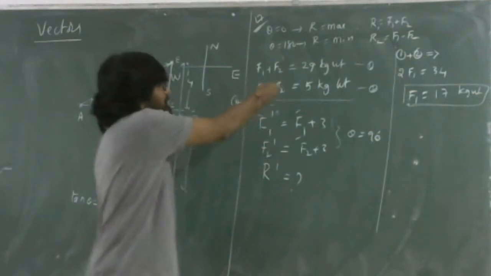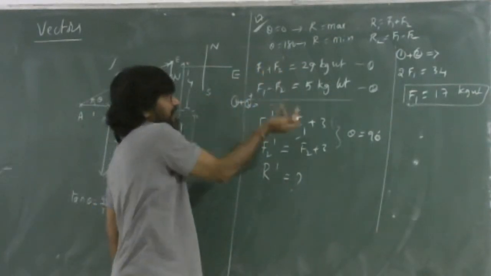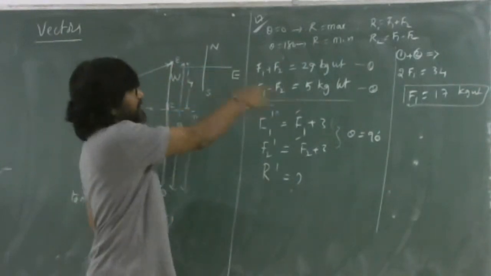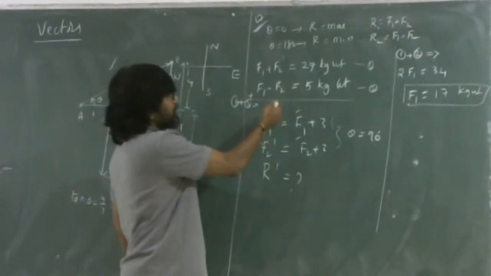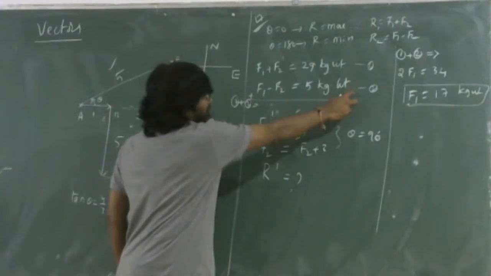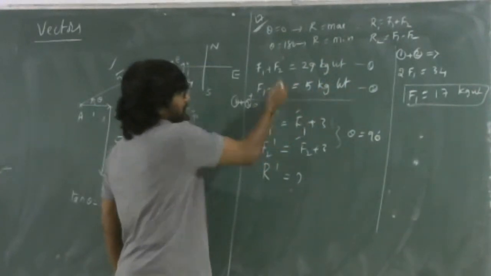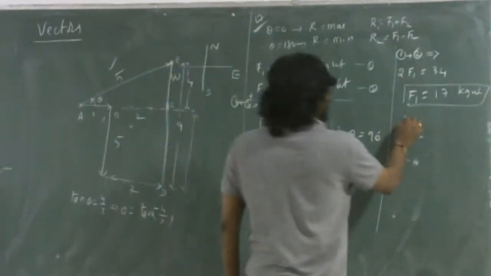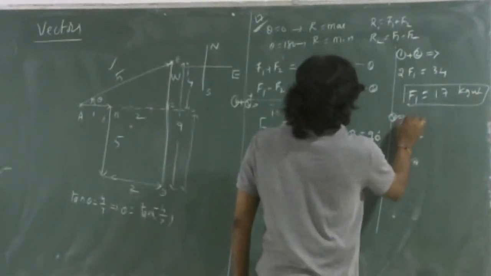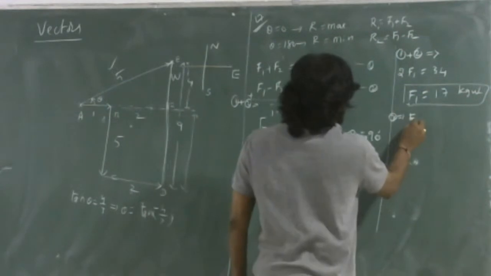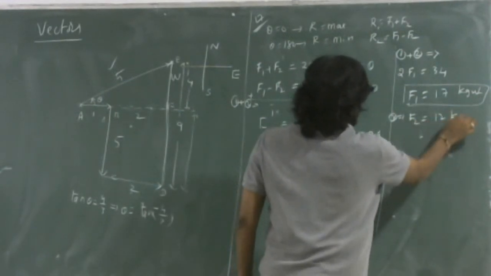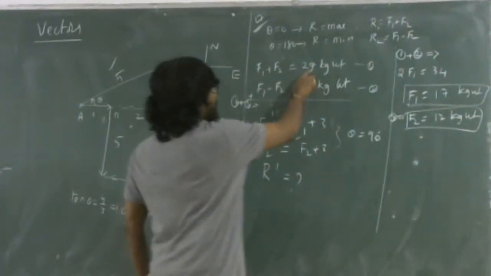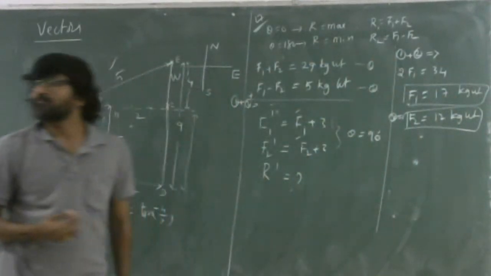If you add, the minus and plus cancel and you get this one. If you subtract, you get another one, or substitute this in any one of these two. So you want F2, right? Take F2 here, it becomes plus F2, bring it here, F1 minus 5, 17 minus 5, how much? 12. So from equation 2, you can get the same. F2 is equal to 12 kg weight. F1 is 17, F2 is equal to 29 minus 17, 12.